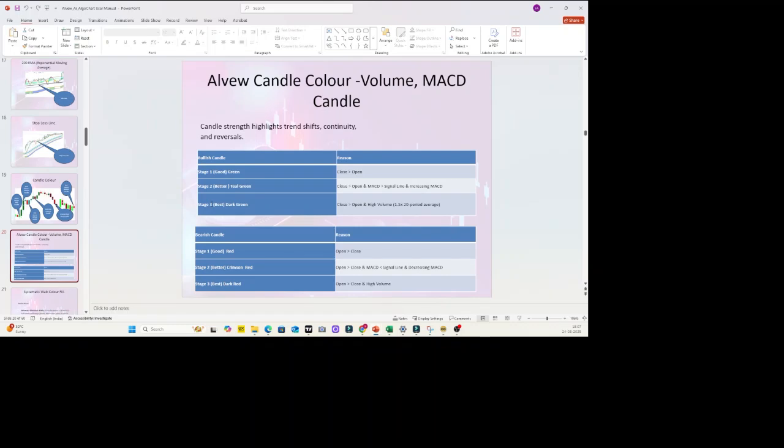Now coming to the bearish candle, the simple one is where open is greater than close. Then second is crimson red, where open is greater than close, MACD is lesser than the signal line, and MACD is decreasing. Stage 3 is dark red, where open is greater than close and volume is high.